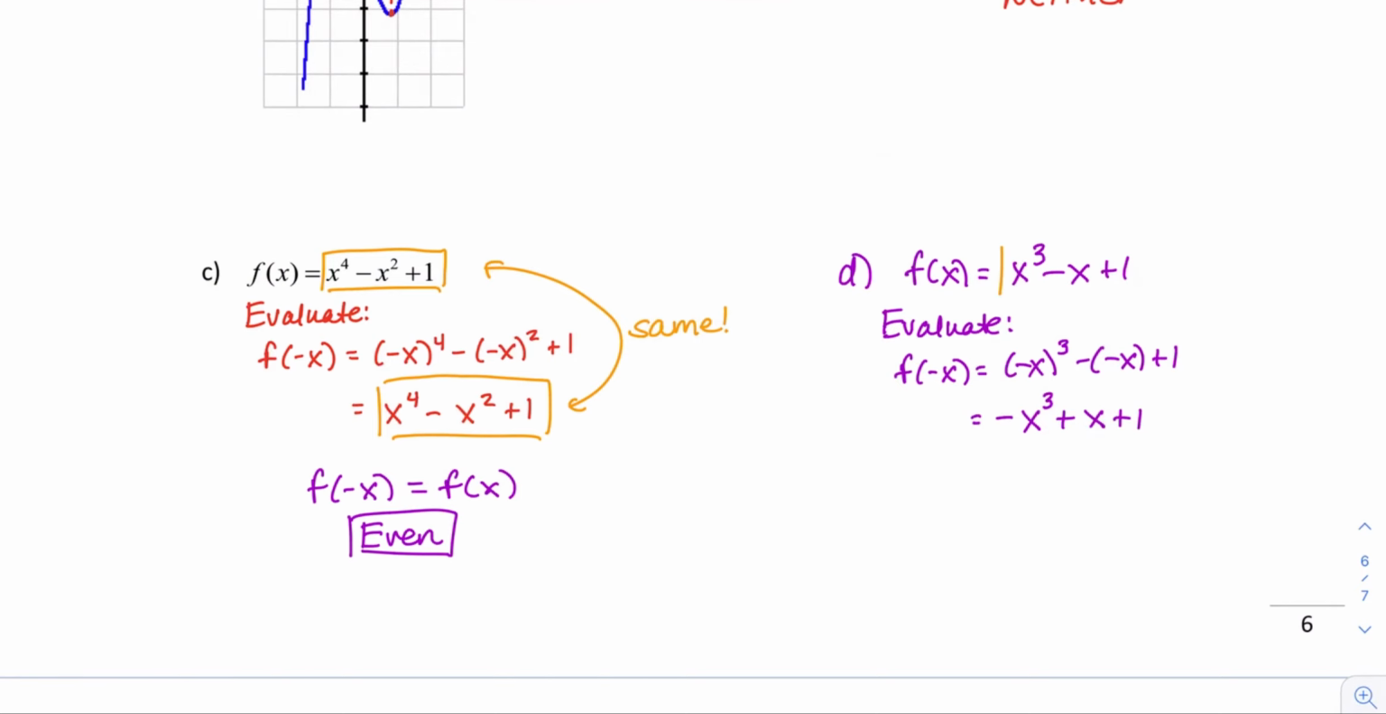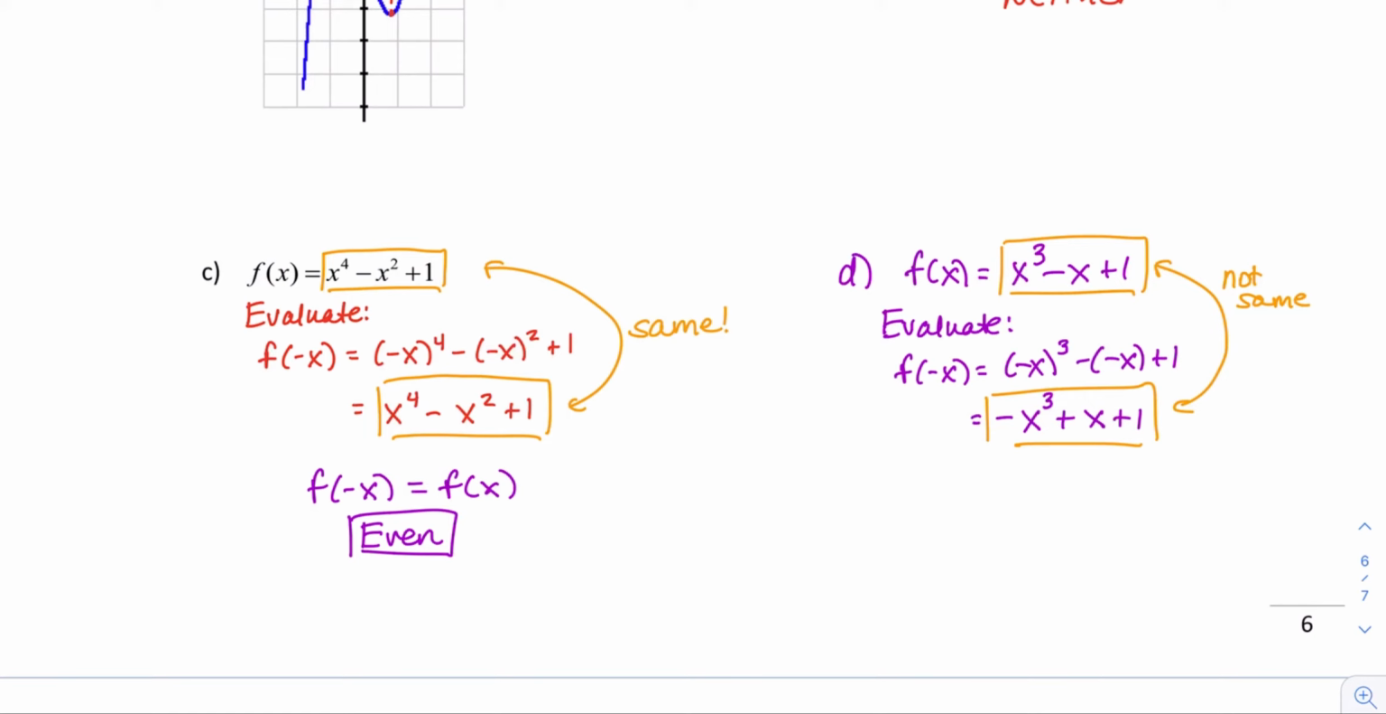Just as we did before, take the original function and take what we got when we evaluated f of -x and compare these two. They are not the same for sure. If they're not the same, then we know that this is not an even function. So we look to see if they are opposites. If they were opposites, every single one of the signs needs to change.